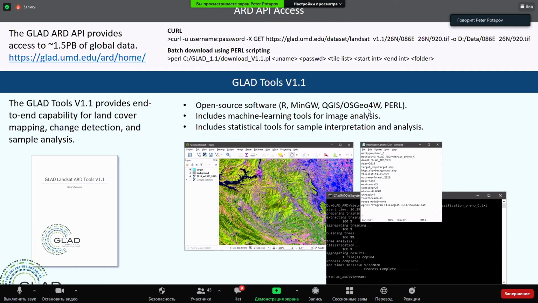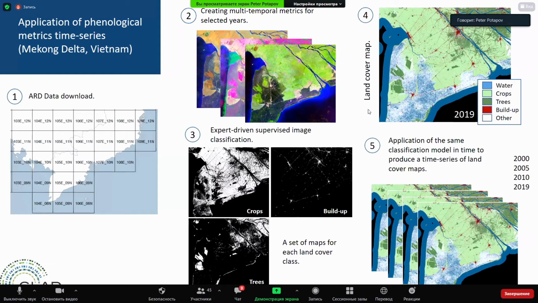At the moment, we have 1.5 petabytes of global data. We are testing the new version of the tool, version 1.1. This version will be completely open source. And of course, it is also available for free and open use, and it will include not only the tools to obtain metrics, but also inbuilt machine learning tools to classify, to assess changes, and for interpretation.